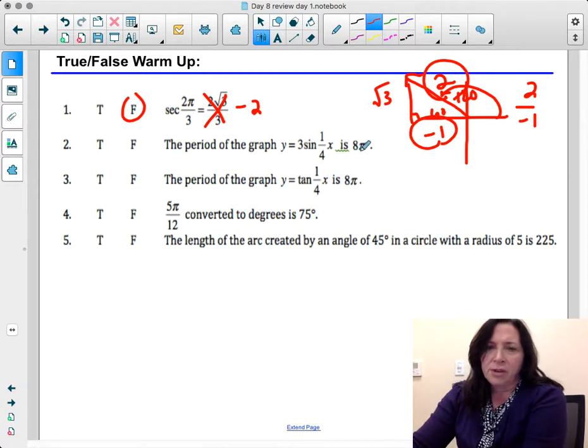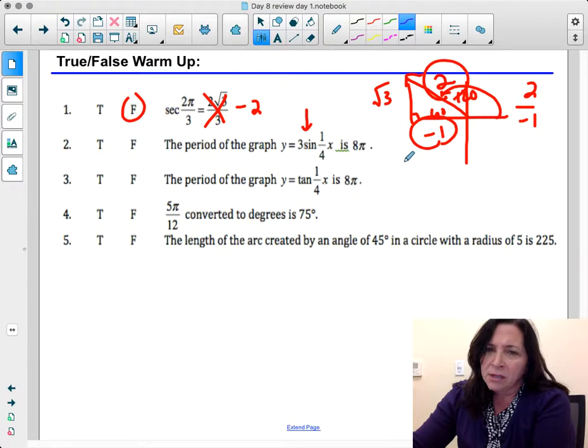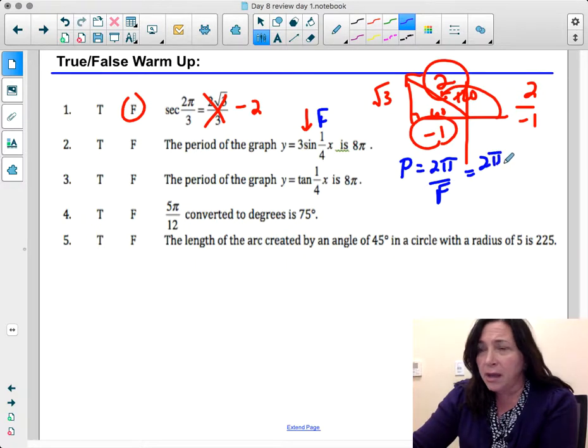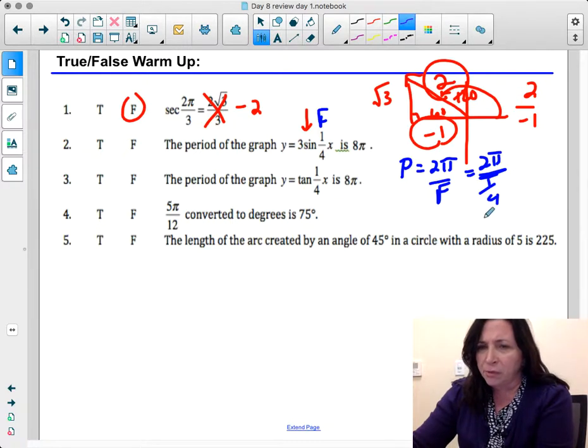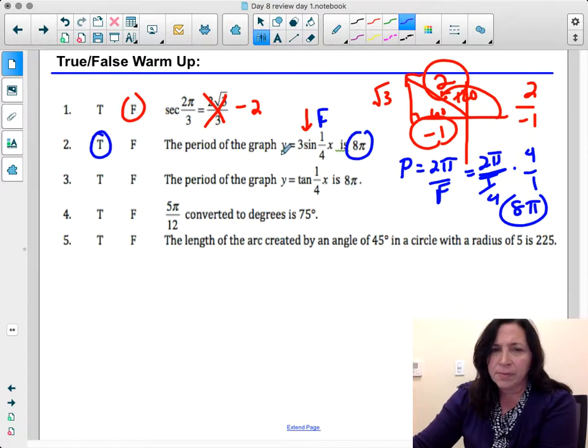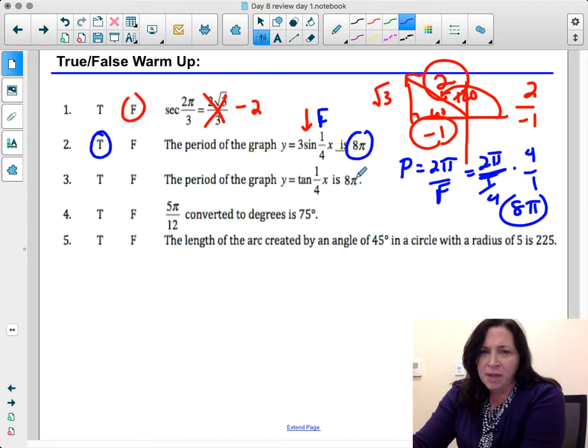Something to remember about sinusoids is that they have a period of 2 pi. So period is equal to 2 pi over the frequency, this right here being my frequency. So we're going to say that this is 2 pi divided by 1 over 4. Division is going to be multiplying by the reciprocal, so I'm going to take 2 pi and multiply by 4 over 1. And so 4 times 2 is 8 pi. So my period is 8 pi, which is correct. So that answer is true.